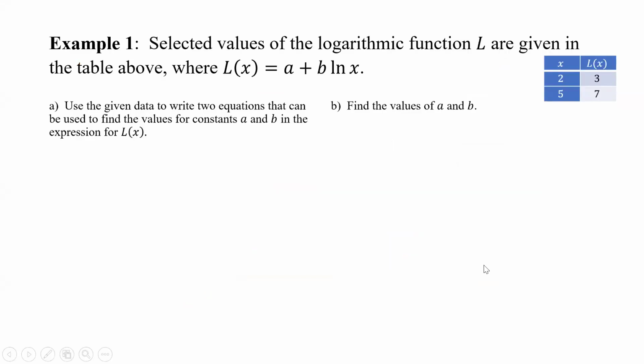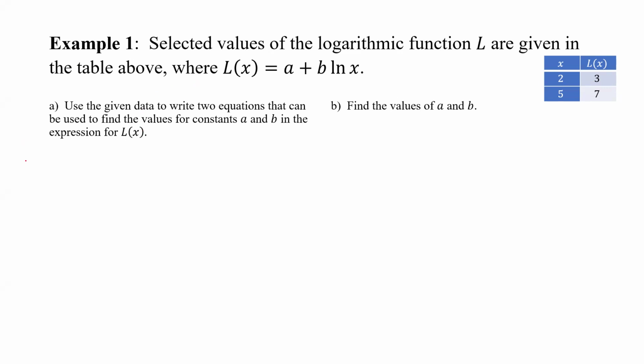Up first, it says selected values of the log function L are given in the table above, on your notes, where L of x equals a plus b natural log of x. It says use the given data to write two equations that can be used to find the values for the constants a and b in the expression for L of x. Okay, so we are going to create two separate equations. One is going to be using 2 and 3, and the other one is going to be using 5 and 7. Does that make sense? That's because we have two sets of x's and y's to solve from.